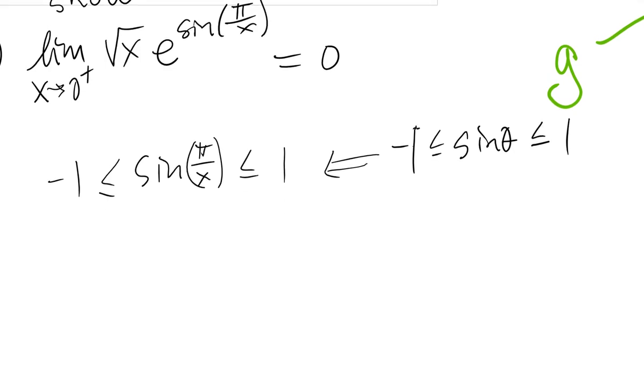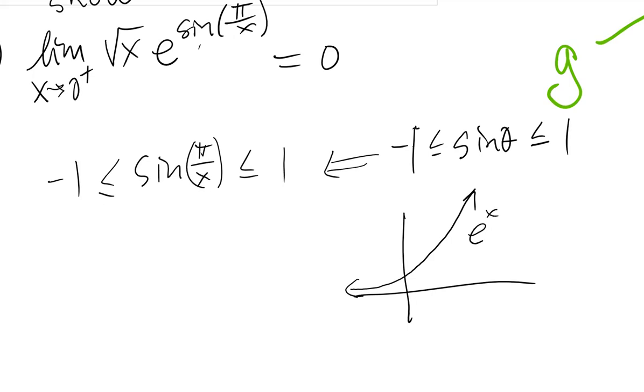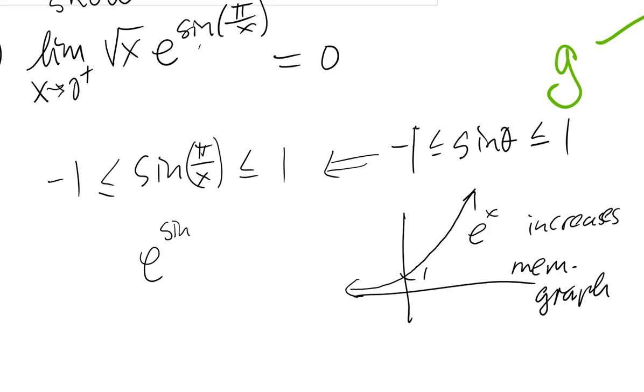Now, e to the x, so it's e to the sine, right? E is an increasing function. I need you to know what e to the x looks like. So this is e to the x. It increases, okay? Please memorize this graph. If you don't remember what it looks like, go to an old algebra book. It's an increasing function. So if I take e to that power, that's also increasing.